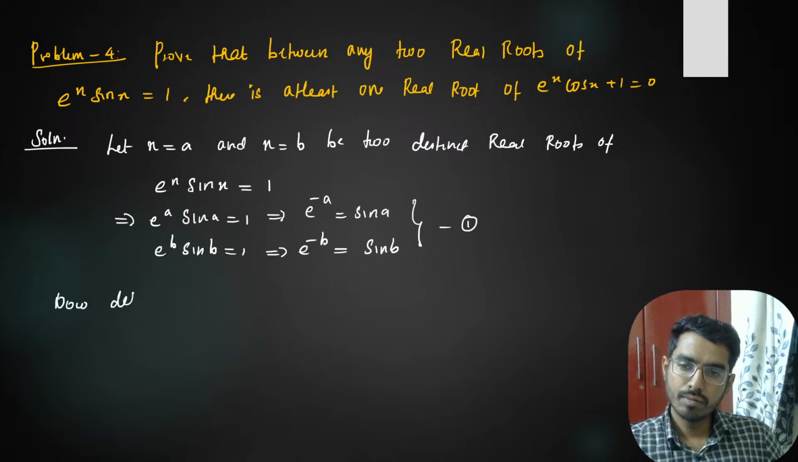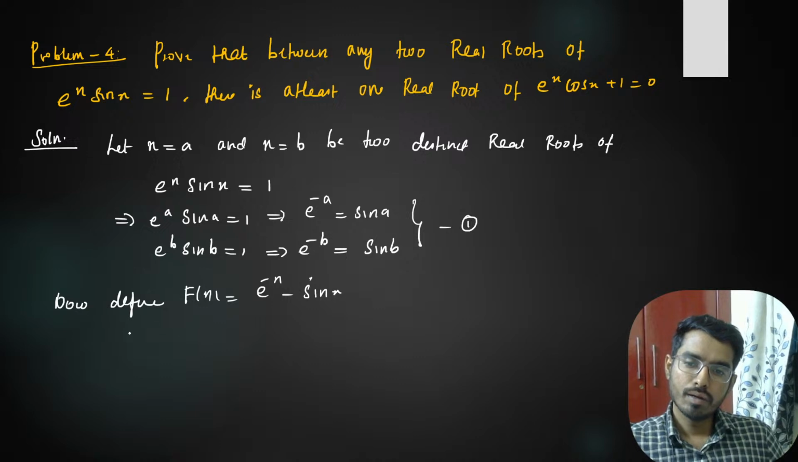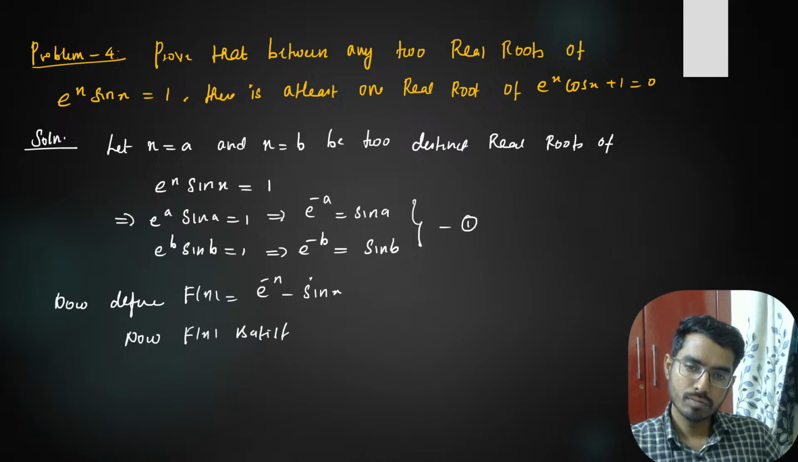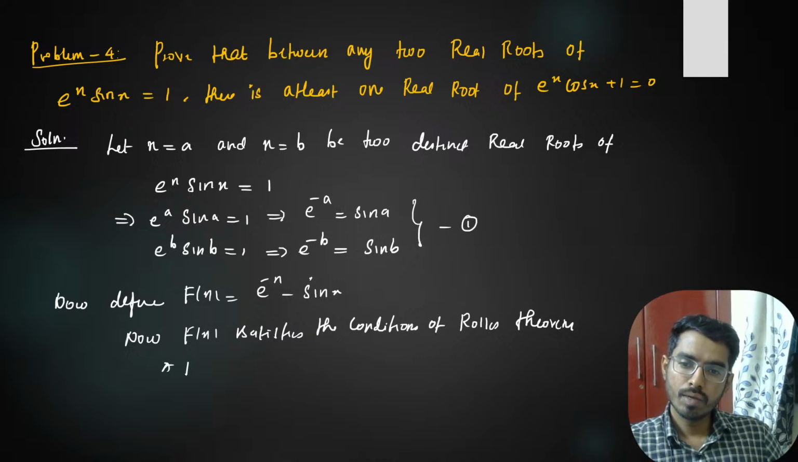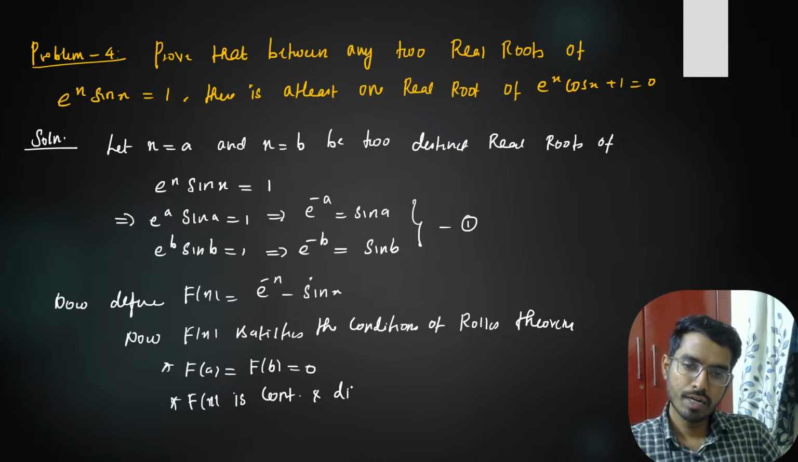Now you define capital F of x as e power minus x minus sin x. Now your capital F of x satisfies the conditions of Rolle's theorem. Why? Because your F of a and F of b both are 0 and your F of x is continuous and differentiable. So for explanation, refer to the previous problem.